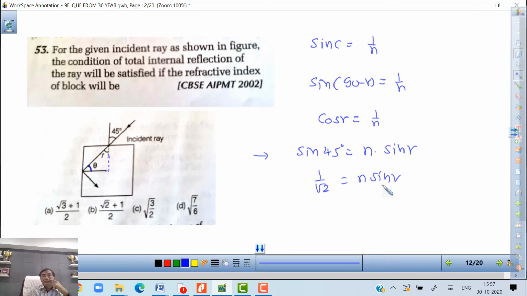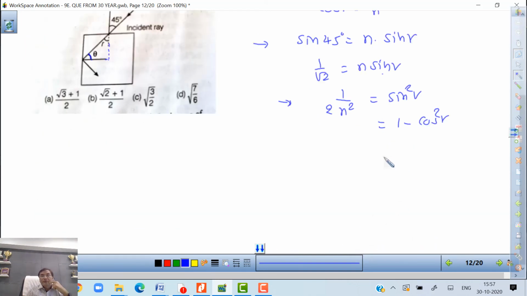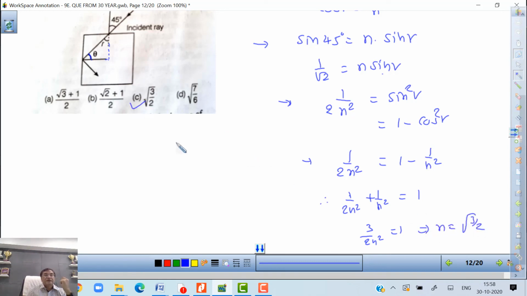So here cos R, here sin R. So what I do, I convert into cos R. So 1 upon 2 n square is equal to sin square R. So this is nothing but 1 minus cos square R. Yes, now possible. So this is 1 minus cos square, means you can see upper side 1 upon n square. So now eliminate everything. So going this side, 1 upon 2 n square plus 1 upon n square is equal to 1. So this is 1 plus 3 upon 2 n square is equal to 1. So we can get n is equal to root 3 by 2. So I think option C is the correct one.